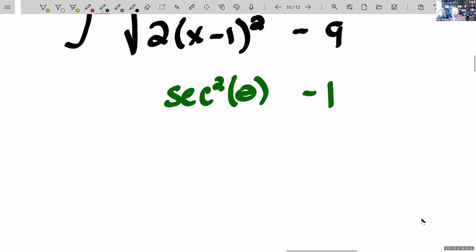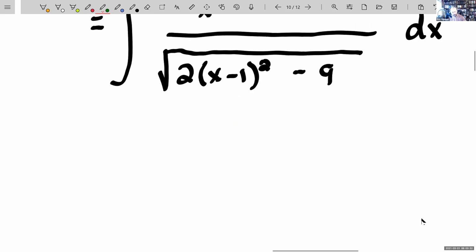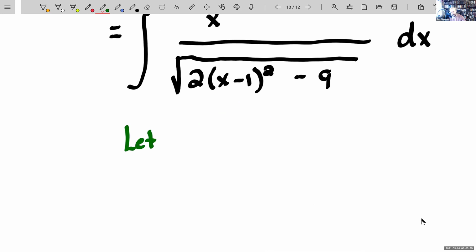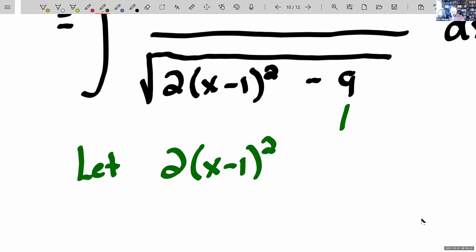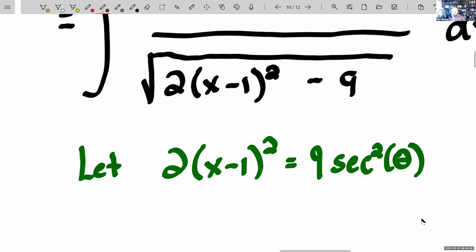And let's see. So this is going to look like a secant squared minus 1, which is like a tangent squared. So I'm going to go ahead and I'll keep my green ink, let 2 times x minus 1 squared... Now watch how I do this. In reality, I need it to be a secant squared minus 1, right? So I'd like this picture, 2x minus 1 squared, to be a 9 secant squared. That would be the ideal situation, because if it's a 9 secant squared, I could factor out the 9s, and I'd have a secant squared minus 1. It's a really cool way to do this problem.